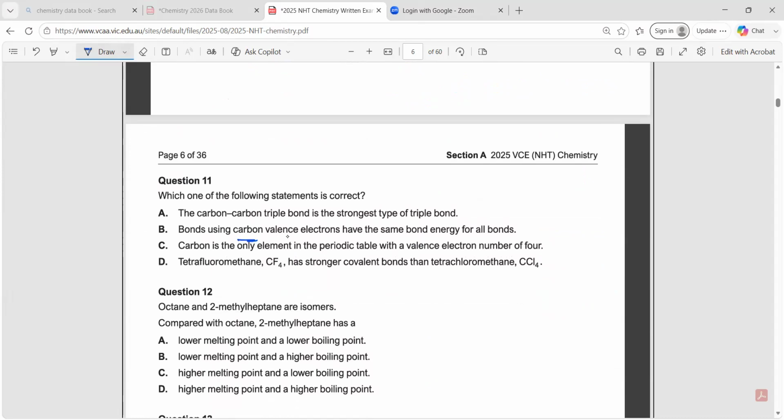Bonds using carbon valence electrons have the same bond energy for all bonds. Carbon is the only element in the periodic table. No, silicon does as well. Tetrafluoromethane has stronger covalent bonds than tetrachloromethane. Okay.